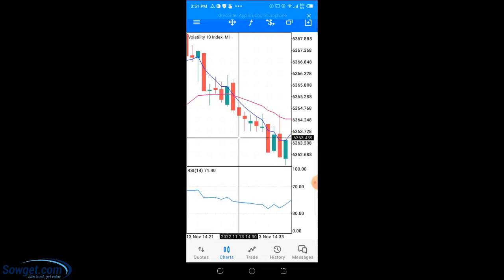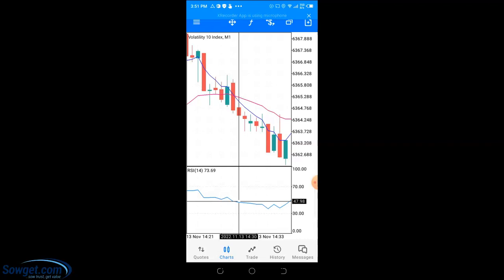So once you see that there's a crossover either towards a buy region or towards a sell region, then you will wait for your RSI to fulfill the condition. So the condition for you to enter a sell trade when there's a crossover is that the RSI must be below 35 if you are using your laptop, or below 30 if you are using your mobile device.